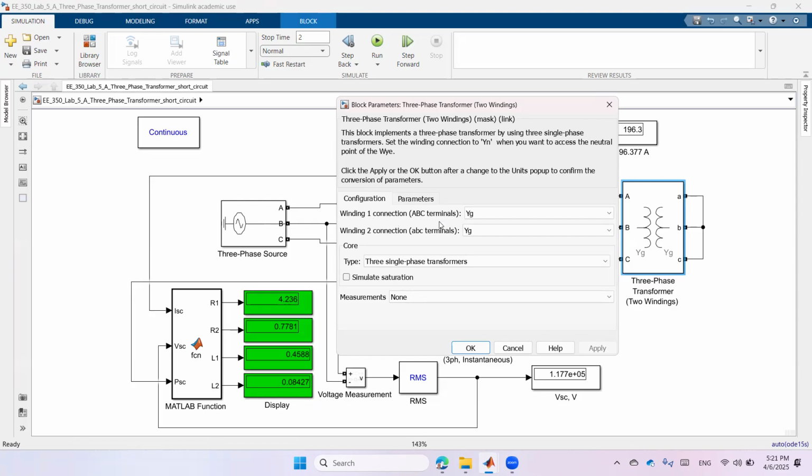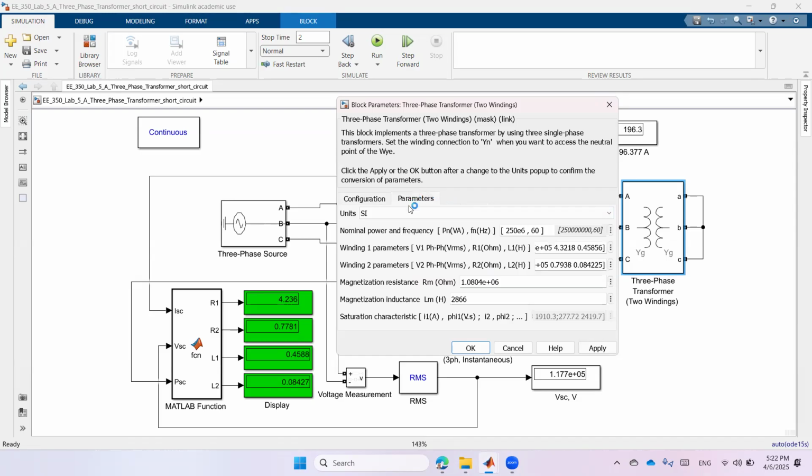The configuration by default is Y grounded, Y grounded. There are many to select from. We have Y ungrounded, Y with accessible neutral point, Y grounded, then delta first group and delta 11th group. These two groups are almost the same, but in one group the secondary voltage leads the primary voltage by 30 degrees, and in the other the secondary voltage lags the primary voltage by 30 degrees. We will go with the default one, which is Y grounded.